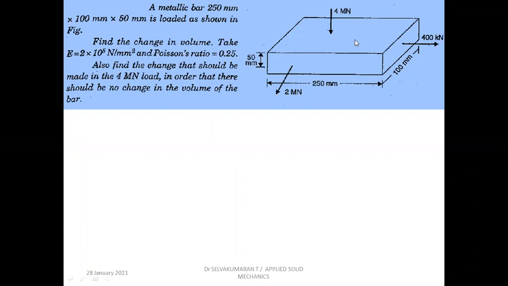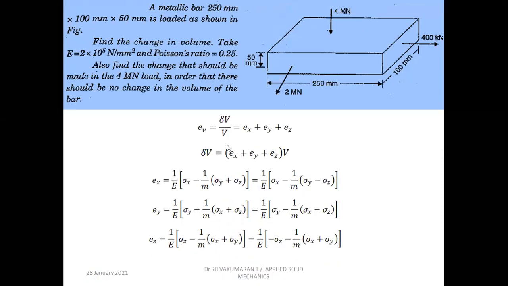Now we have seen in the previous problem all the three forces are tensile. Now here the force which is acting in the z direction is compressive. So we have to represent the stress value in the expression as negative. So this is the volumetric strain formula, Ex plus Ey plus Ez. This we have seen in last week's class. So delta V is equal to (Ex plus Ey plus Ez) into V.